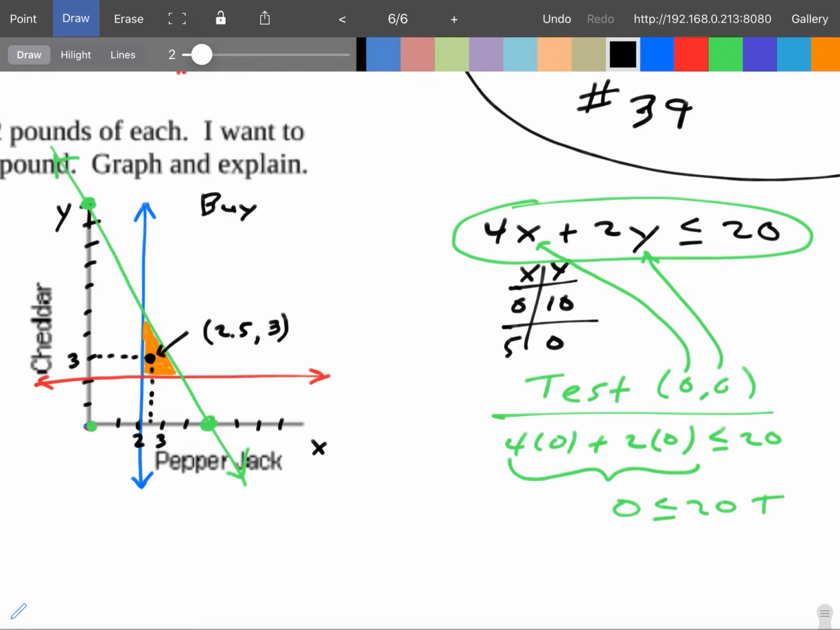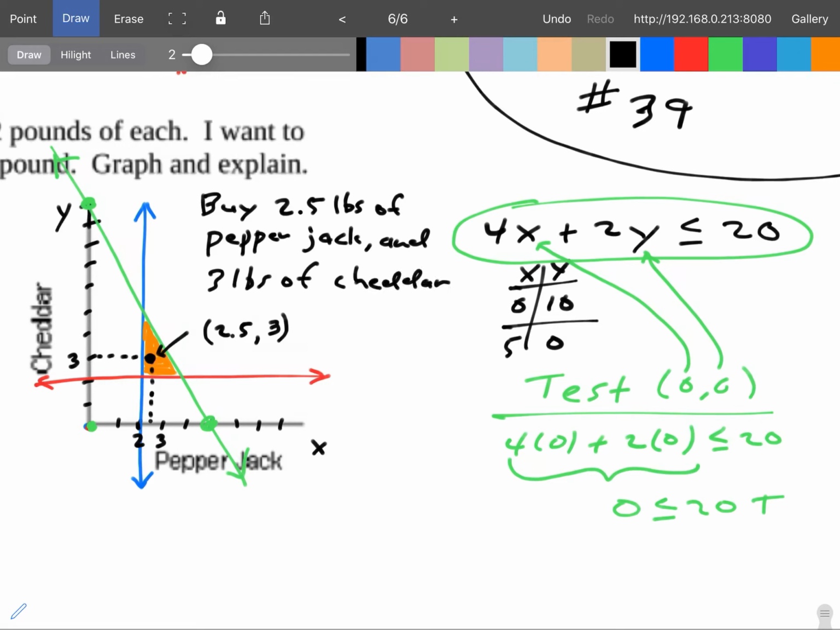So then you could buy 2.5 pounds of pepper jack and 3 pounds of cheddar. So that's a possible solution right there.